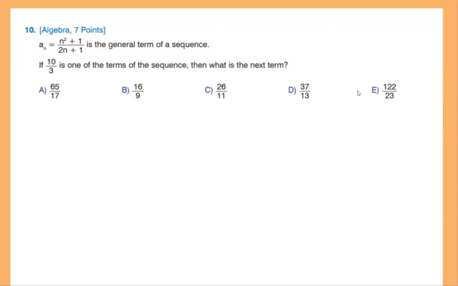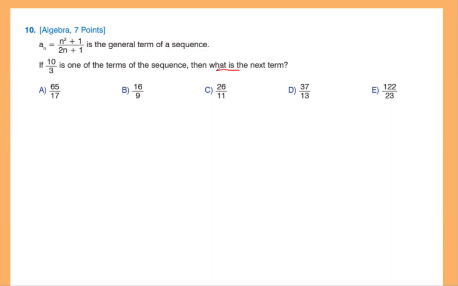So number 10 is a sequence problem. So let's take a look. It says A of n, A subscript n, is equal to this expression. That's the general term of the sequence, meaning that whenever you plug in a number n, that will be the term number. So A sub 1 will be the first term and continue that way. And if 10 over 3 is one of the terms of the sequence, what is the next term?